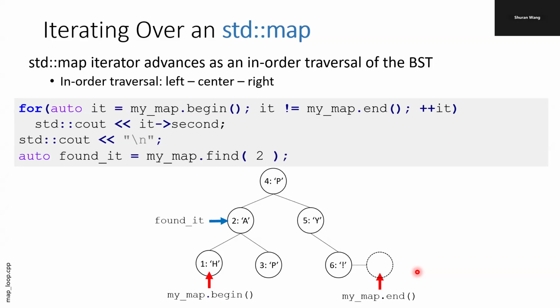And if we find, let's say, a value of 2, we will return the iterator pointing to exactly that node. If we cannot find something, it will point to end.